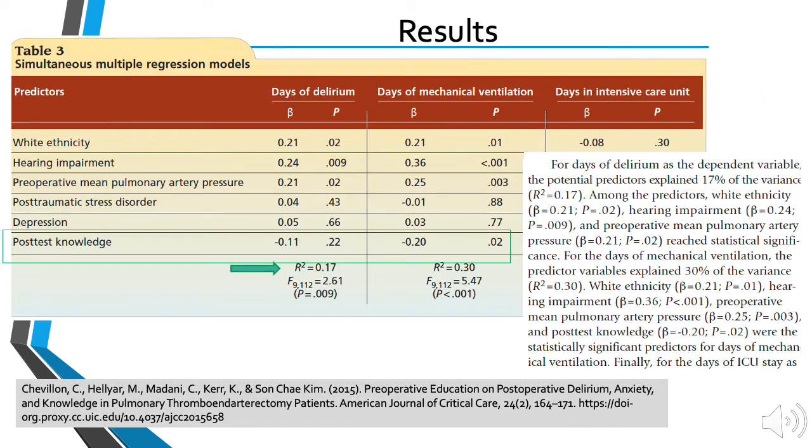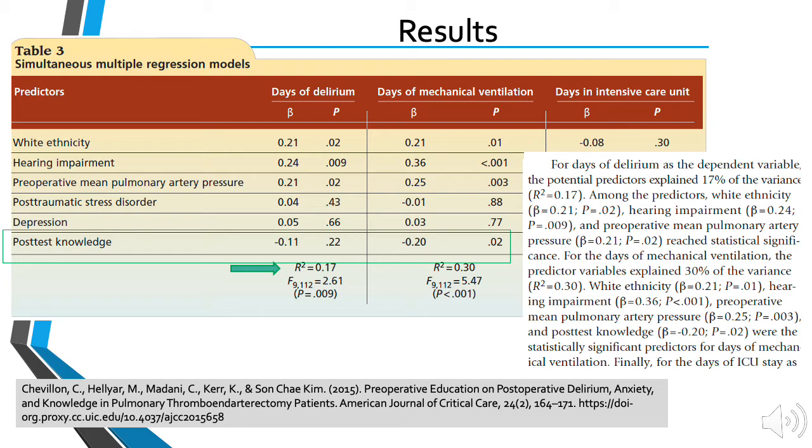This table shows the regression analysis examining the independent variables or predictors on delirium, duration of mechanical ventilation, and ICU length of stay. For each predictor, the beta column lists the change in the dependent variable. This is the size of the effect of each variable. We can compare the effect size of each variable by comparing the size of the betas. The p column shows whether each predictor was statistically significant.